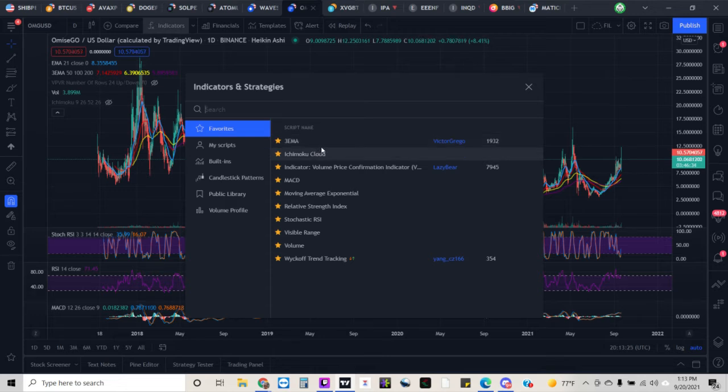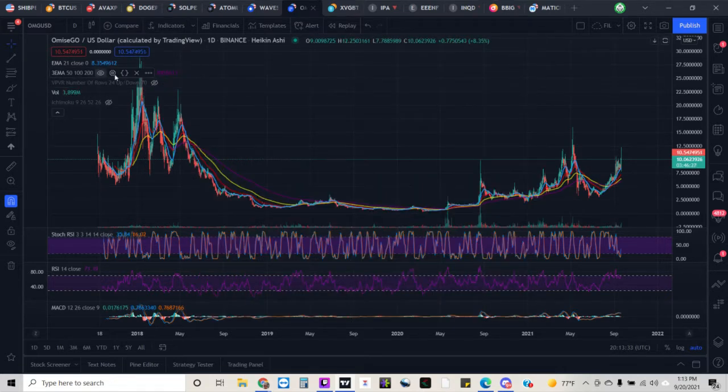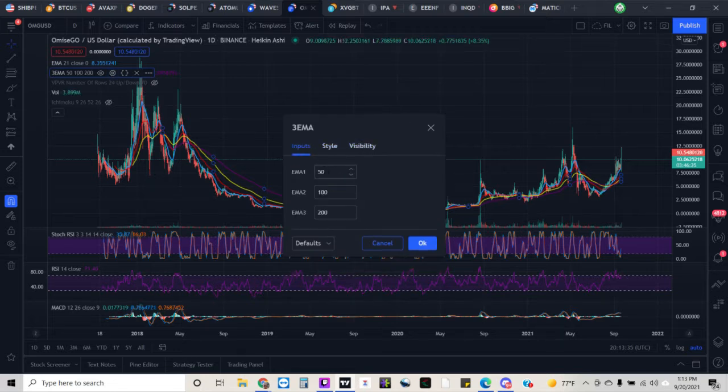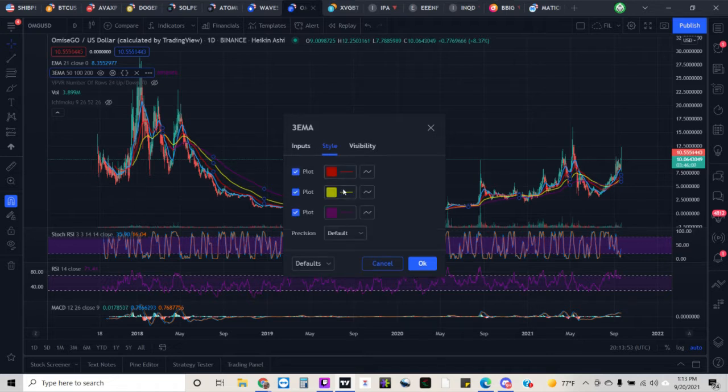The 3 EMA gives you 3 EMA lines at once. I go into settings, go to inputs, and change them to 50, 100, and 200. Golden cross or death cross is the 50 crossing above or below the 200 day. Those are important levels to remember and keep an eye on. I have the 50 day in red, the 100 day in yellow, and the 200 day in purple. You can choose any colors you want.